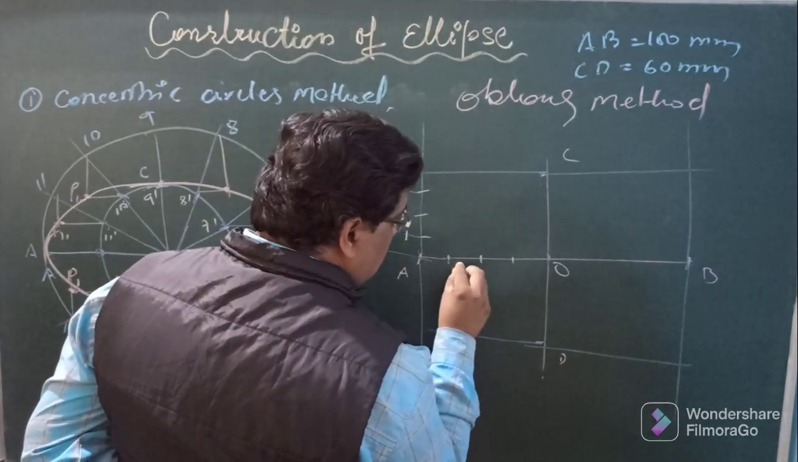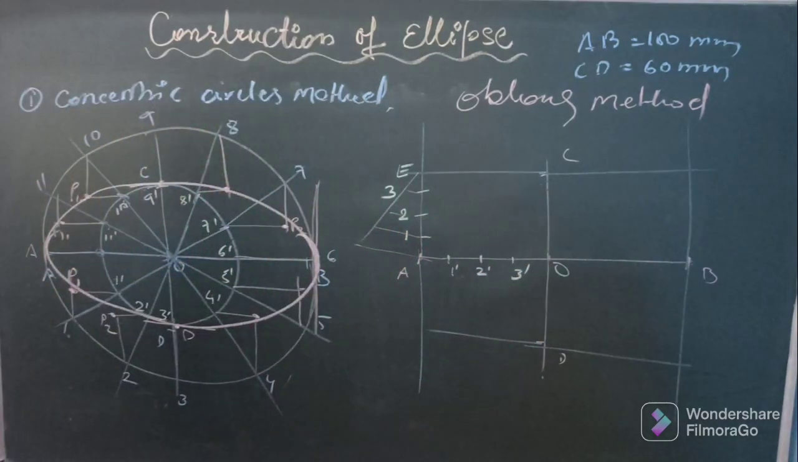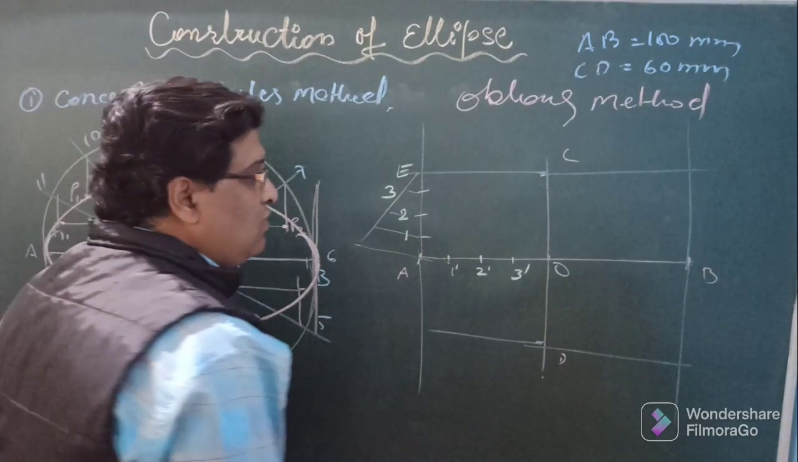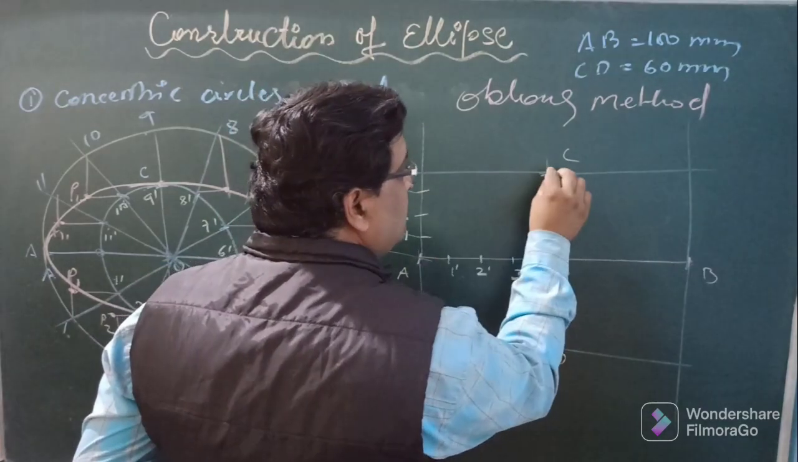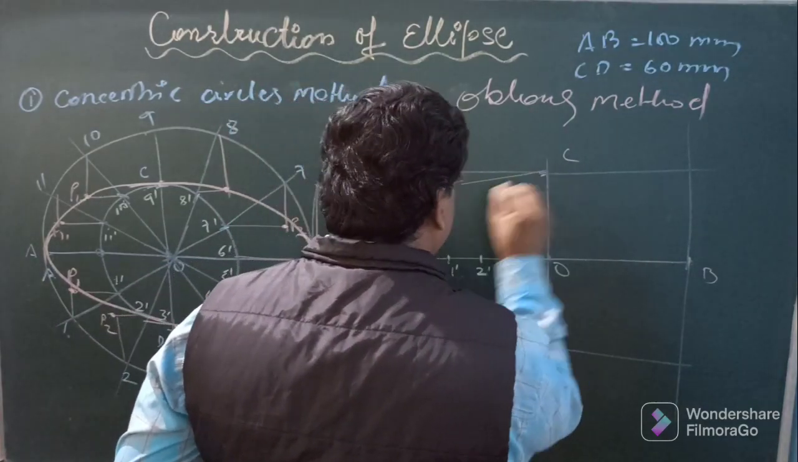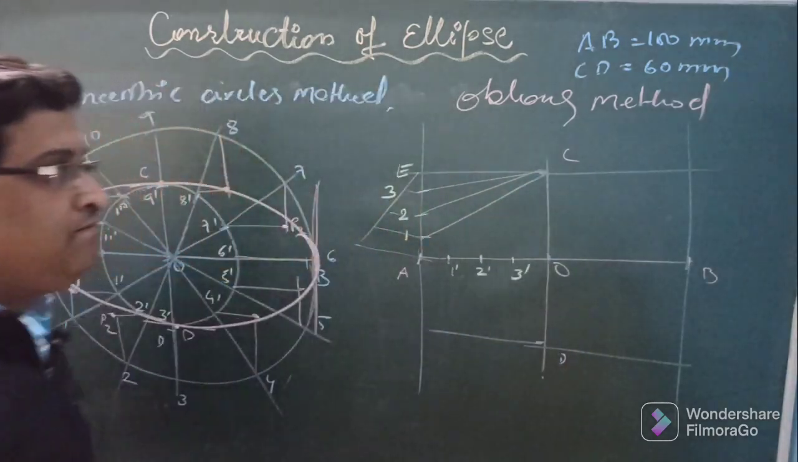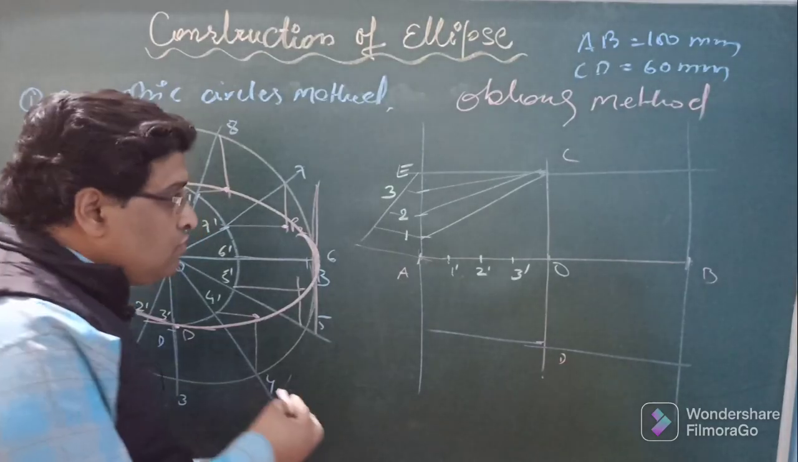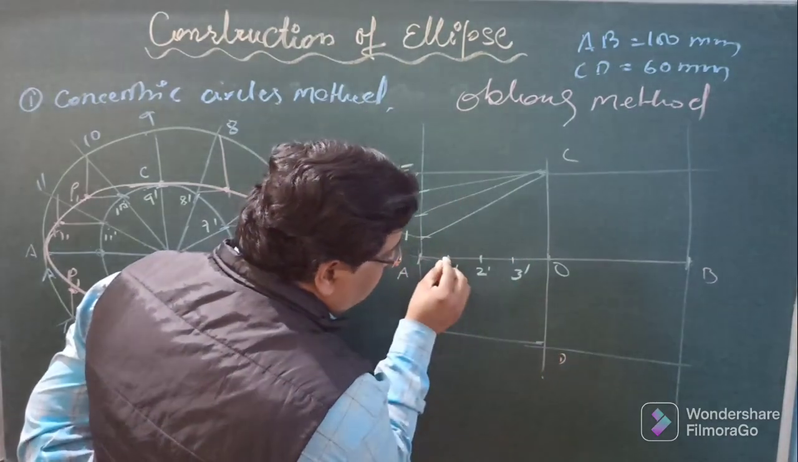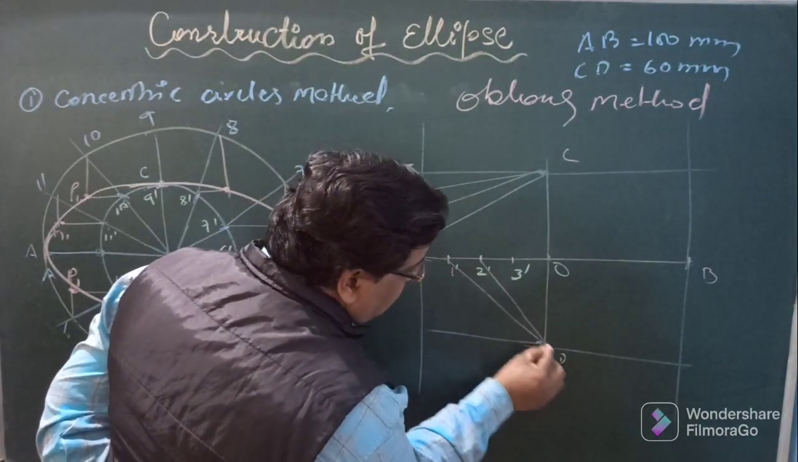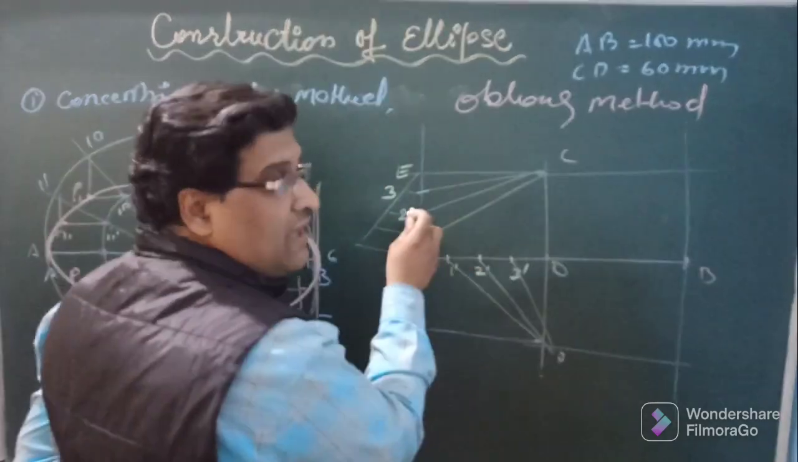So this will be 1 dash, 2 dash, and 3 dash. Okay, now what to do? Just join this 1, 2, and 3 with the point C. Like this. Also join these 1 dash, 2 dash, 3 dash with D like this, and extend these lines up to the respective lines.